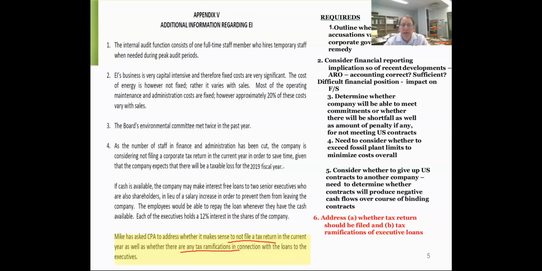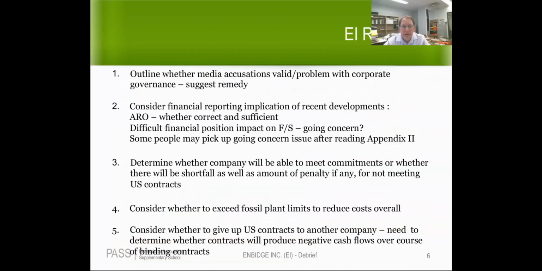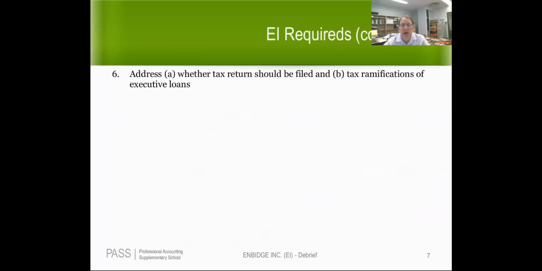Okay. Any questions? So I think I have about 6 requireds. The first one was governance, then we have financial reporting, then we've got these numerical ones, number 3, 4, and 5, which is dealing with cash flows. And then we got 6, we got tax.